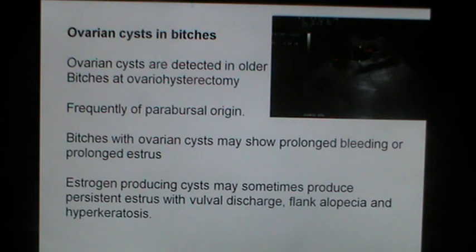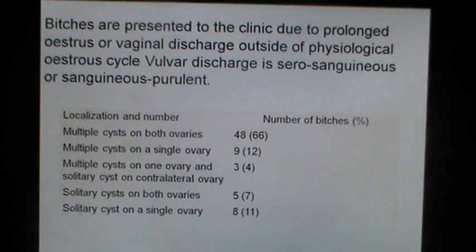In this ultrasound picture, you can see this is the ovary and this is the cyst which is outside the ovarian boundary. Bitches with ovarian cysts may show prolonged bleeding or prolonged estrus. Estrogen producing cysts may sometimes produce persistent estrus with vulval discharge, flank alopecia and hyperkeratosis. Bitches are presented to the clinic due to prolonged estrus or vaginal discharge outside of the physiological estrus cycle. Vulvar discharge is serosanguinous or sanguinous purulent.